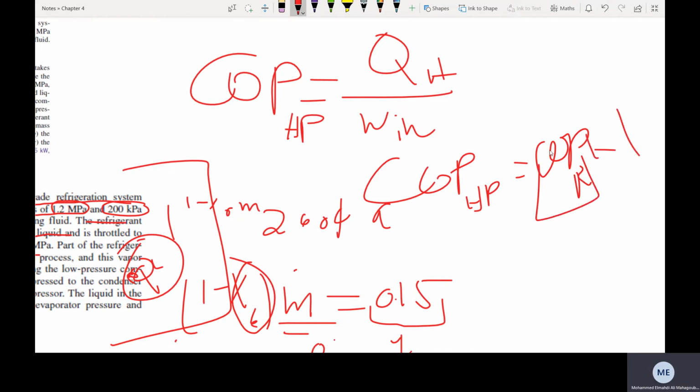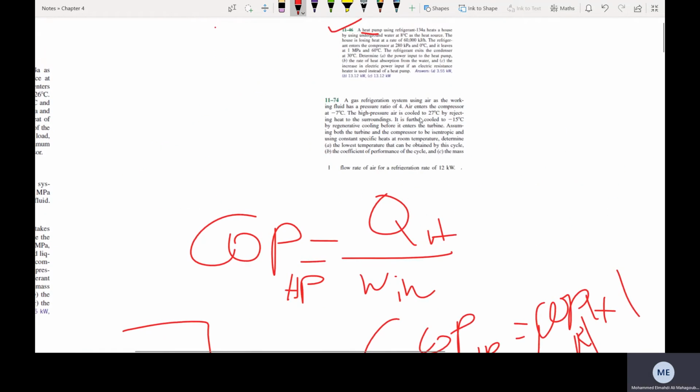Okay, so find the COP as if it was a refrigerator, then add 1 at the end. Work with it very normally, the only difference is that it is a heat pump. Okay, that's the only difference. And this question is one of the easy questions.